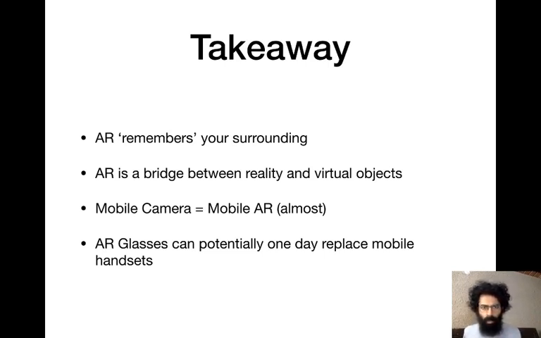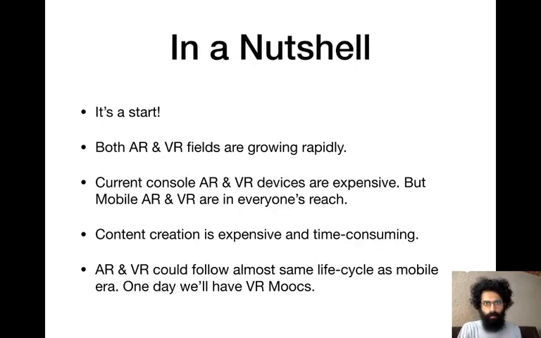And for mobile AR, mobile camera is equal to mobile AR almost all the time, because even now, in new-generation phones, the camera can overlay information. The camera can use AI to run filters. So there is a lot of similarity between just using the mobile camera and mobile AR. AR always works with the mobile camera. And then AR glasses can potentially replace mobile handsets. That's what everybody is gearing towards.